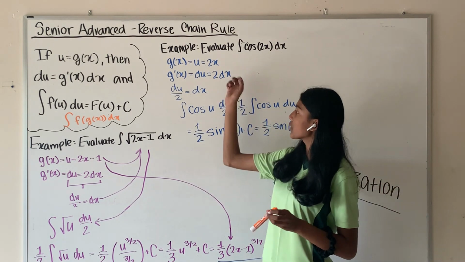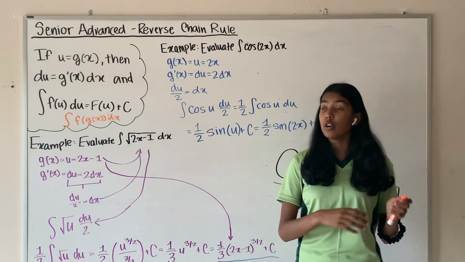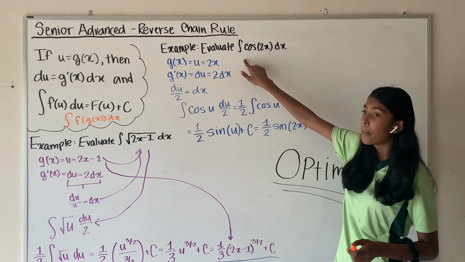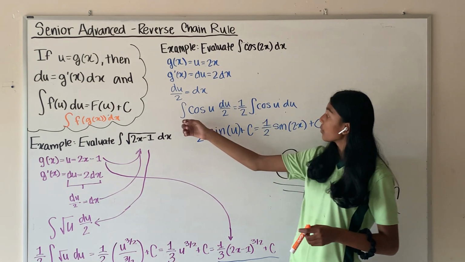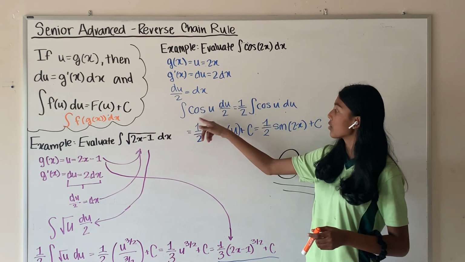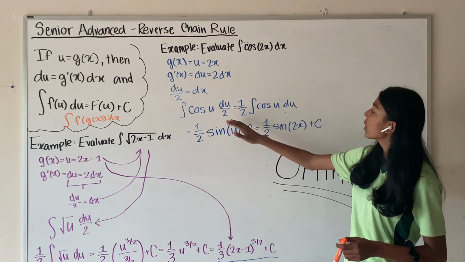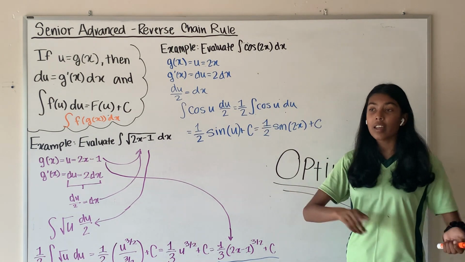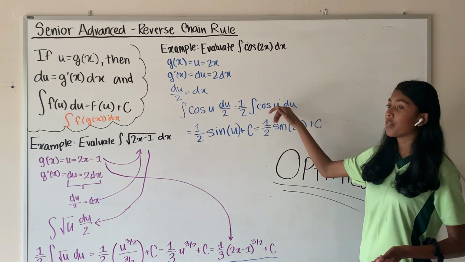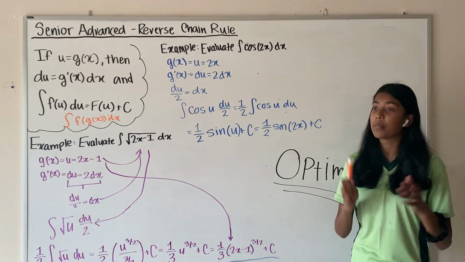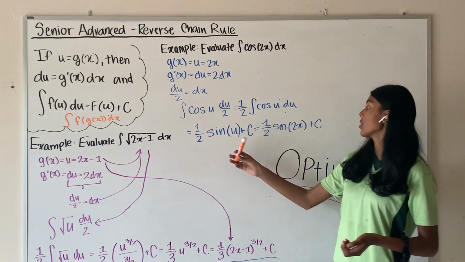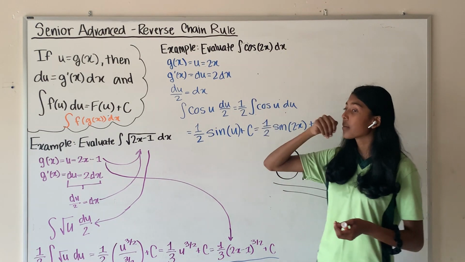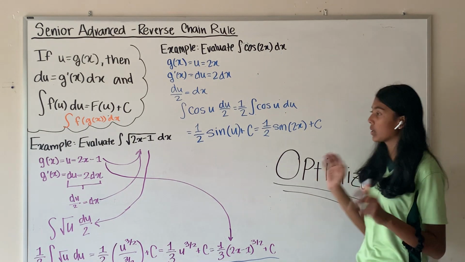So then we solve for dx, we get that dx is equal to du over 2, and then we substitute our values back in, and we're going to get that the indefinite integral of cosine of u times du over 2. We're going to bring out the 1/2 because we can do that. It's equal to 1/2 indefinite integral times cosine of u du, and then we're going to simplify more, and we're going to get 1/2 sine of u plus c, and then we actually substitute our value for 2x, and we get 1/2 sine of 2x plus c.